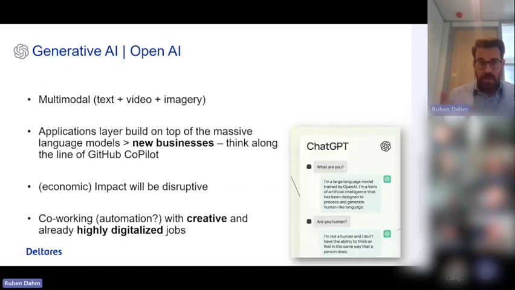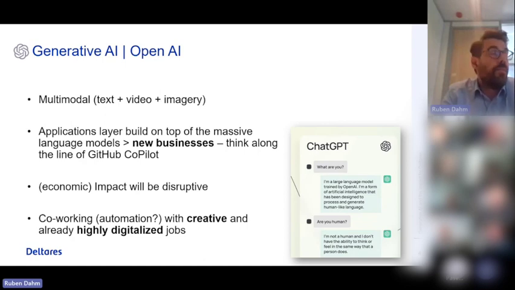And focusing a little on OpenAI, Sam Altman, the CEO of OpenAI, said he's really looking towards an application layer built on top of massive language models. So OpenAI could in essence offer a base layer where a whole range of startups and new businesses could pop up. You can think along the lines of GitHub Copilot, maybe some of you know it. They used the base layer of an LLM, a large language model, and retrained it on code. And now you have an AI supporting you when you are developing, for instance, Python scripts in Git.